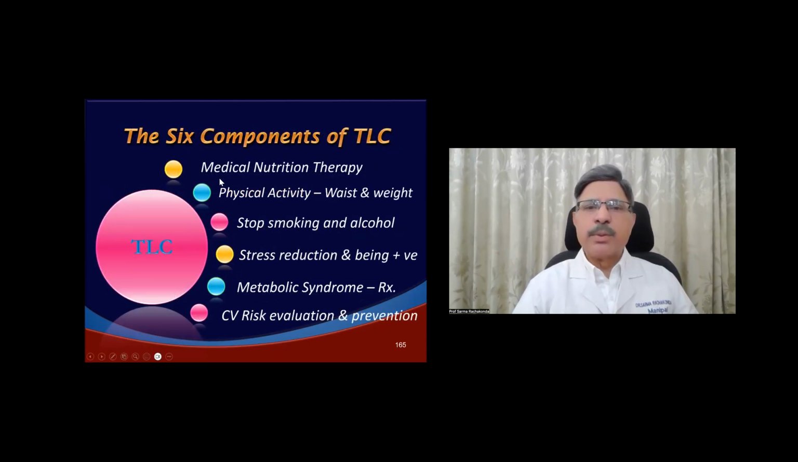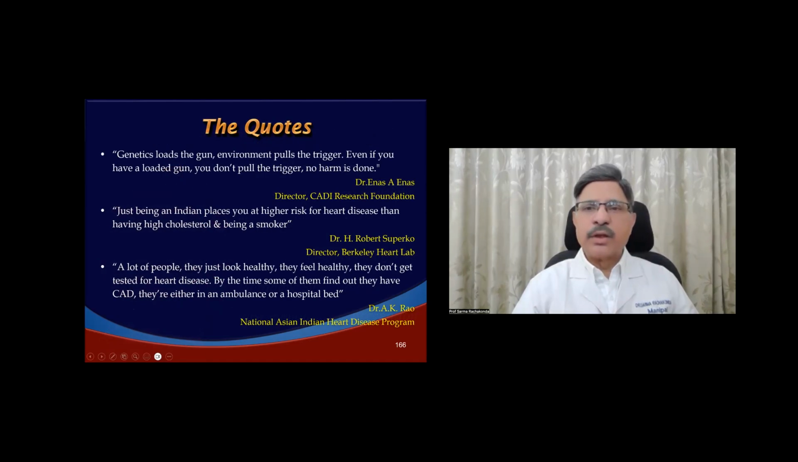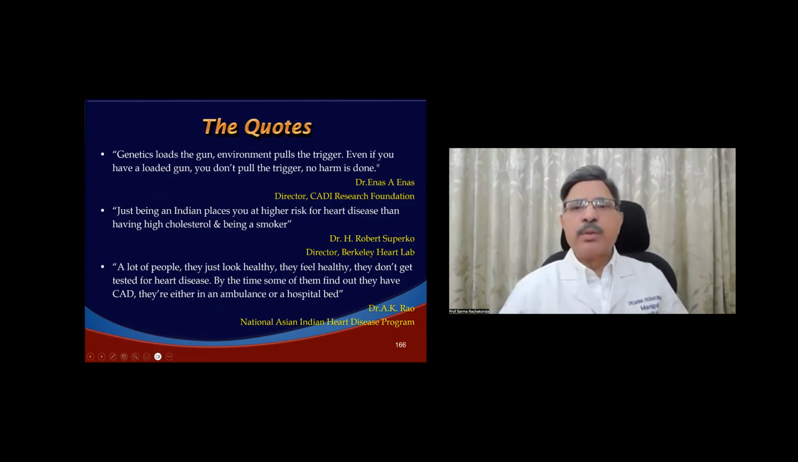The 6 components: MND, physical activity, smoking, alcohol, stress reduction, metabolic syndrome, and CV risk evaluation. This is called the total lifestyle control. Genetics loads the gun, environment pulls the trigger. Even if you have a loaded gun, if you can avoid the risk factors, there is no harm.